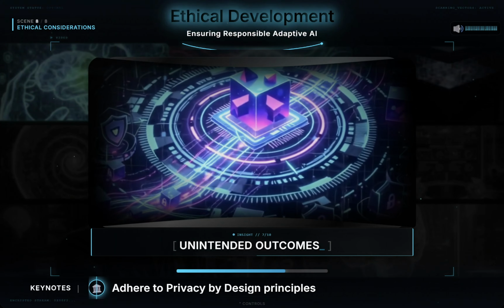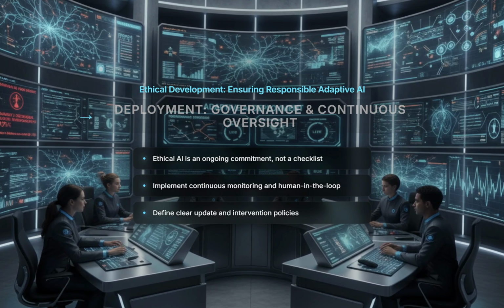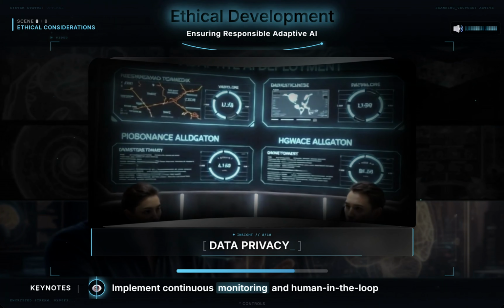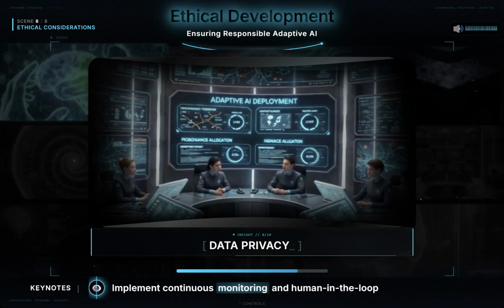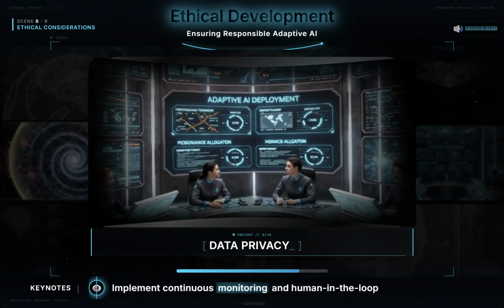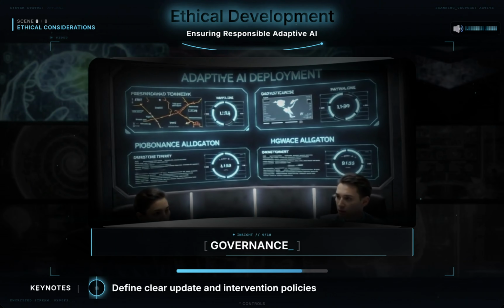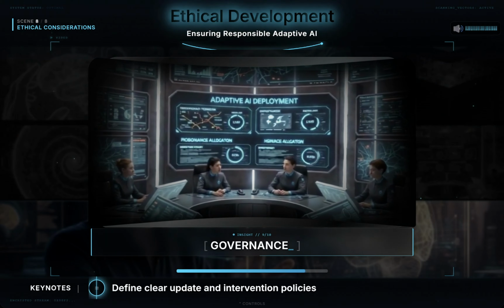Ethical AI isn't a pre-launch checklist, it's an ongoing commitment. Implementing continuous monitoring, human-in-the-loop interventions, and clear update policies are crucial. This demands close collaboration with operations teams for deployment oversight and with business stakeholders to define acceptable risk tolerances. Ultimately, building responsible adaptive AI is a core part of the developer's craft. It means asking tough questions, advocating for ethical design, and constantly learning.